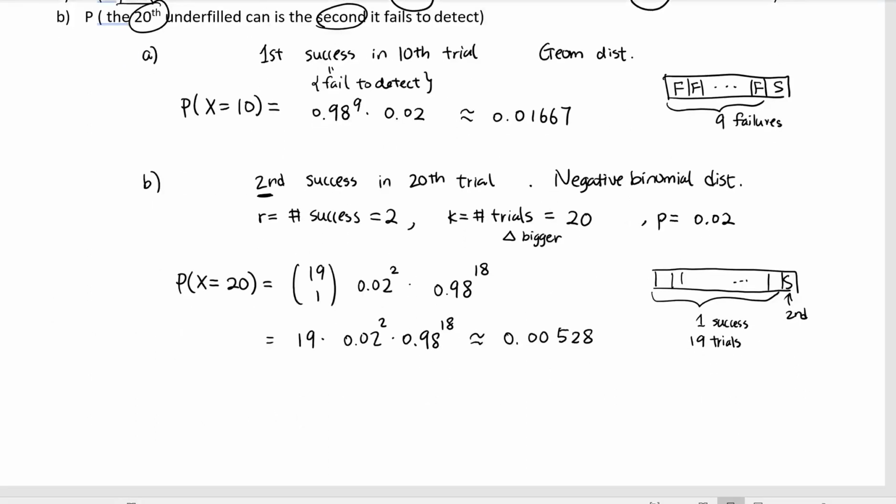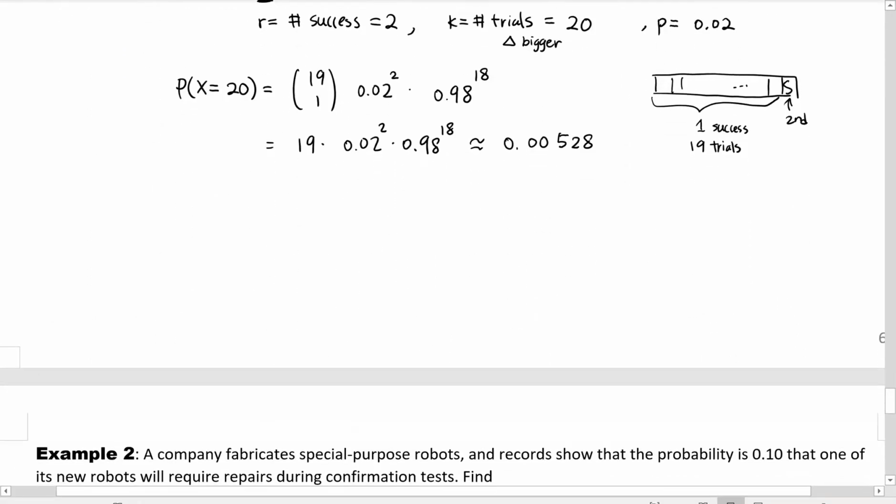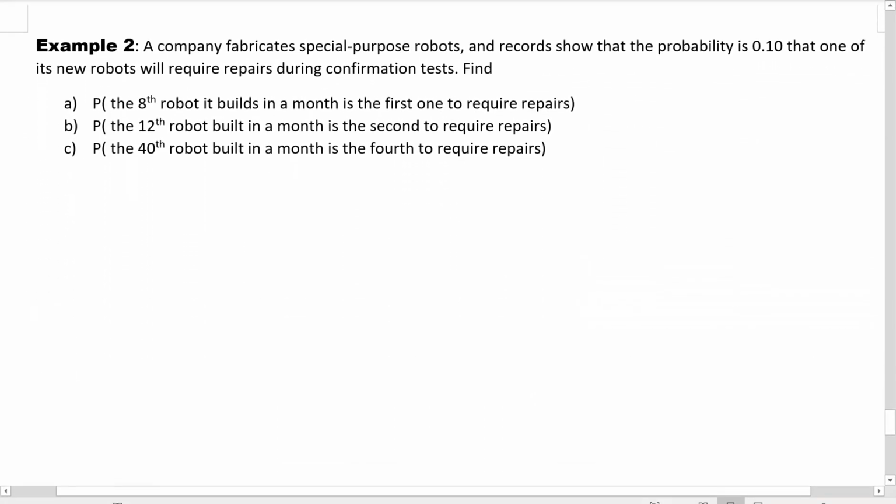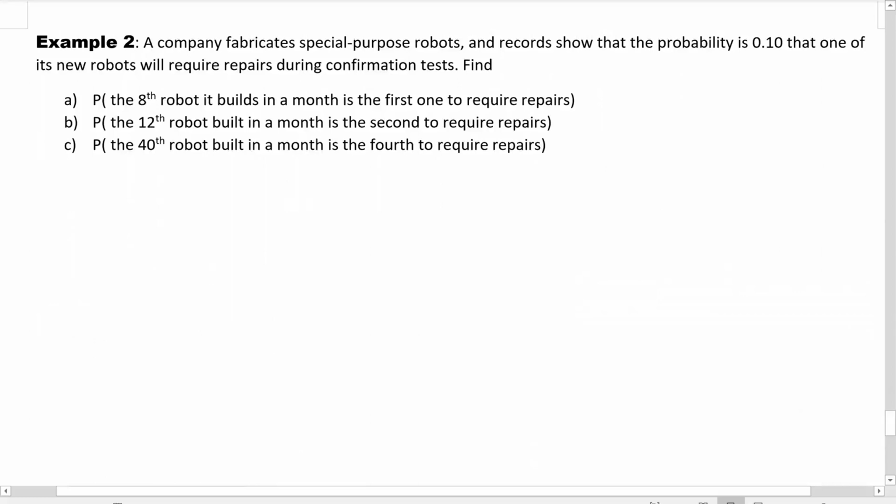Do you have the same answer? Yes? Good. So for the second example, I hope that you can pause the video and try to work on it first. Okay? Are you done? Alright, so let's check our answer.